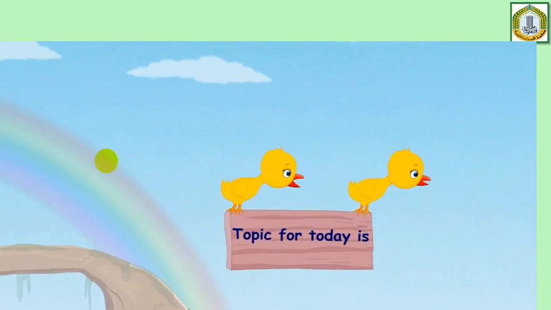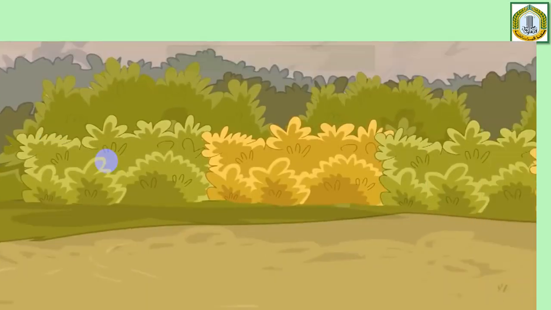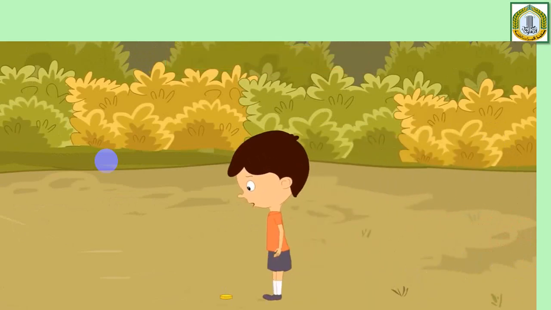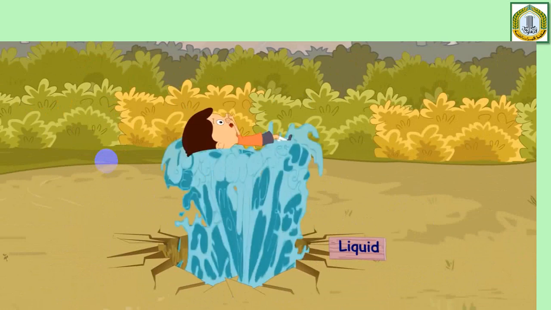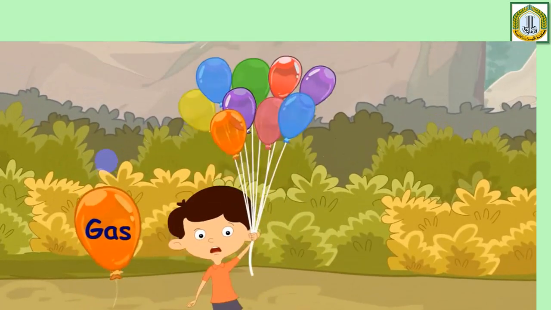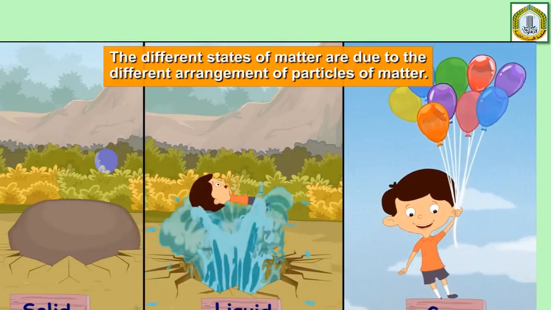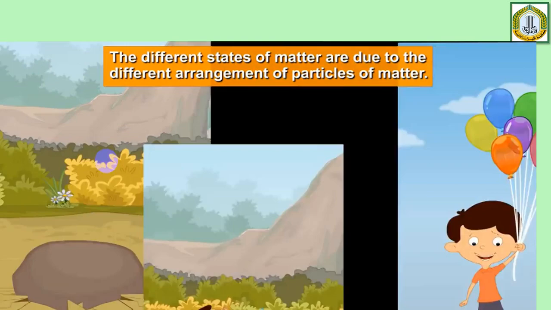Our topic for today is states of matter. Matter is made of particles. It exists in three states, namely solid, liquid, and gas. The different states of matter are due to the different arrangement of particles of matter.